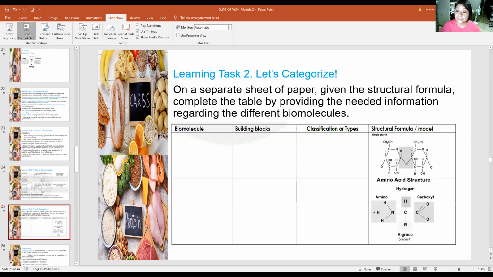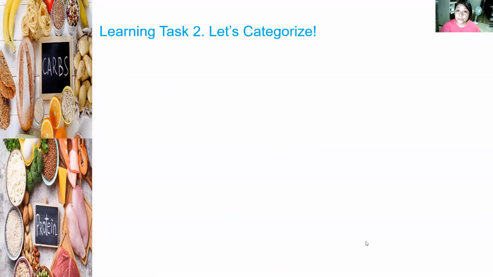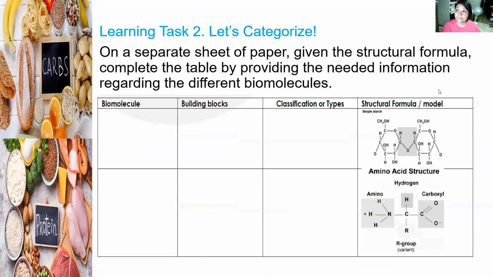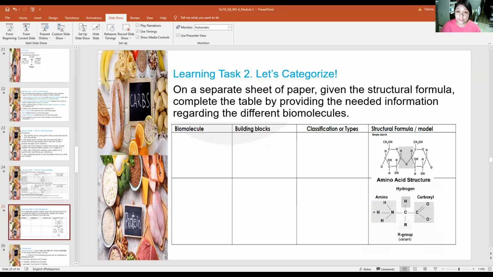So let's proceed with learning task 2. Let's categorize. On your answer sheet, given the structural formula, complete the table by providing the needed information regarding the different biomolecules. In here, the direction is encircle the letter of your answer.